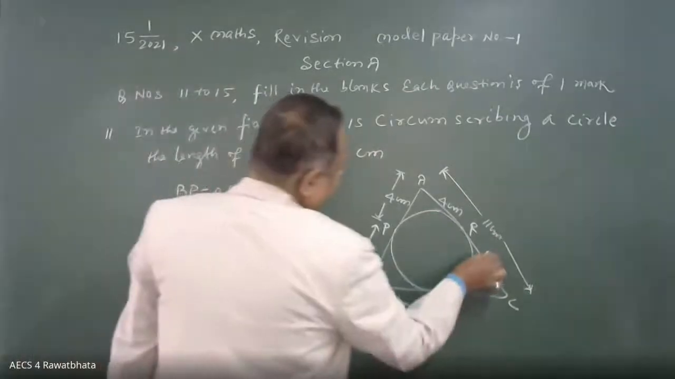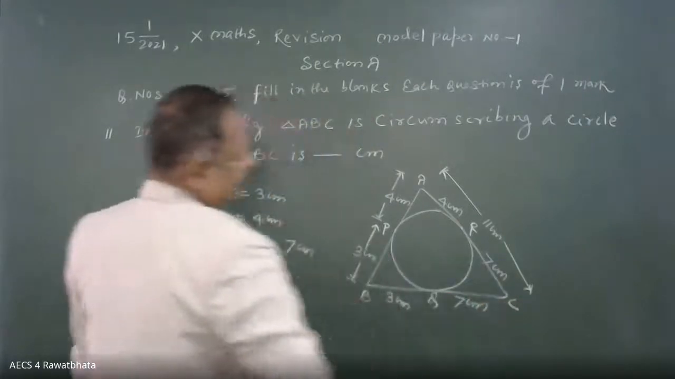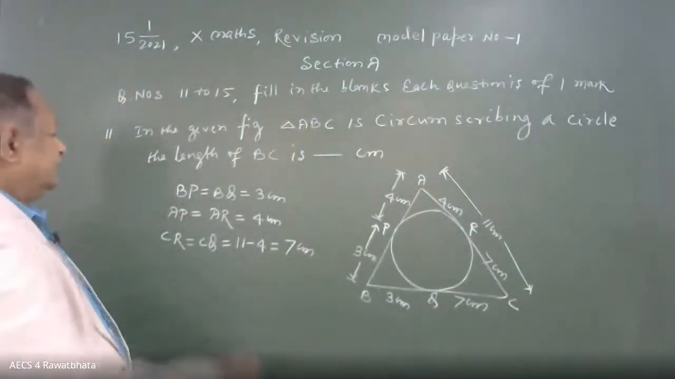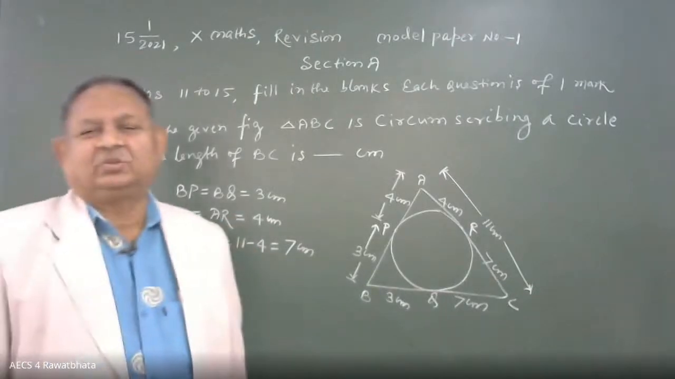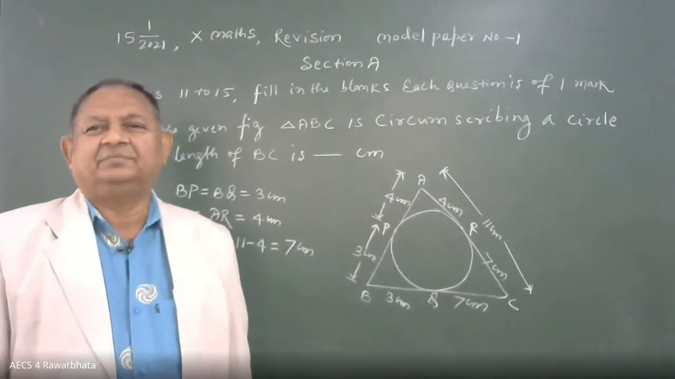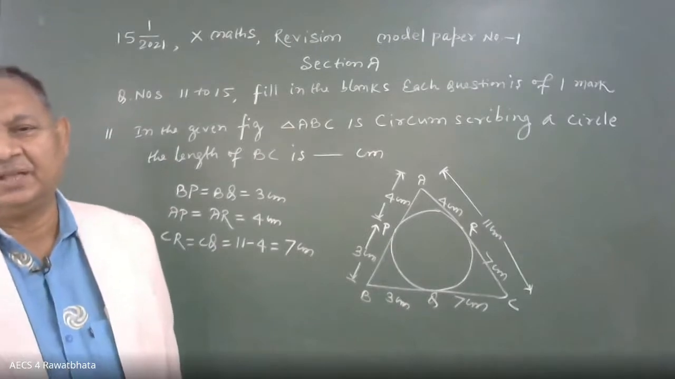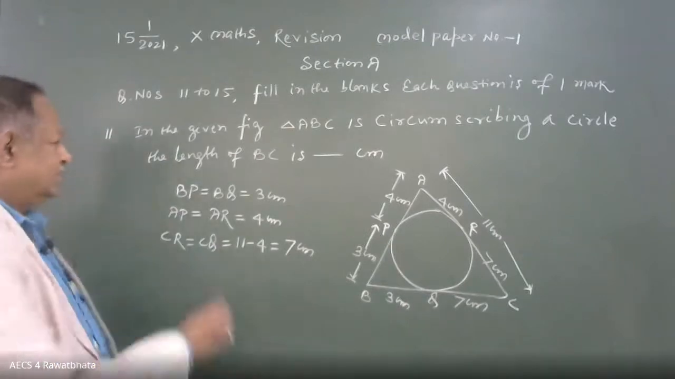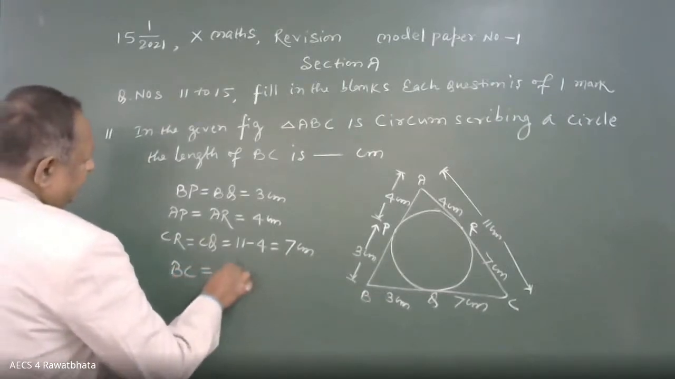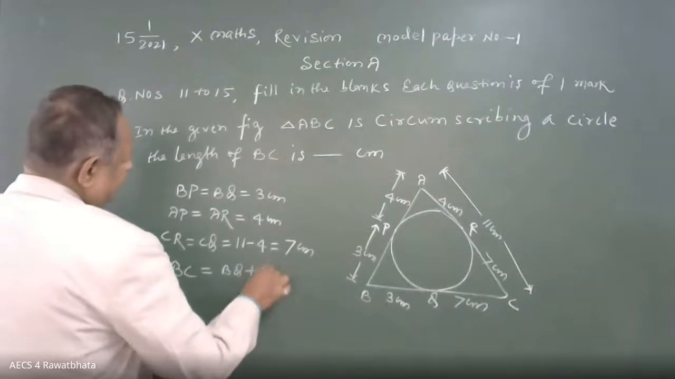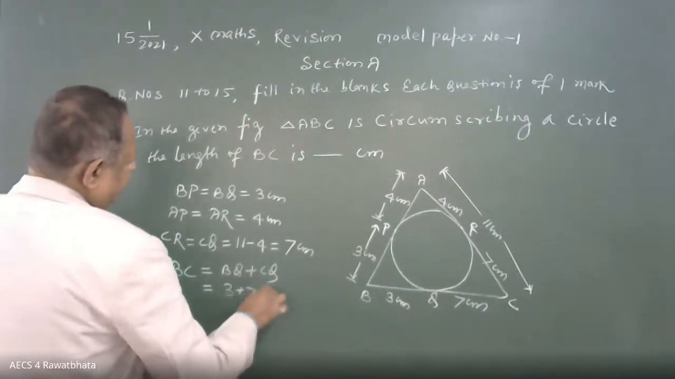What is the reason behind it? The lengths of two tangents drawn from a point outside the circle are equal in length. So BC will be equal to BQ plus CQ. That is 3 plus 7, 10 centimeter. So your answer is correct, 10 centimeter.